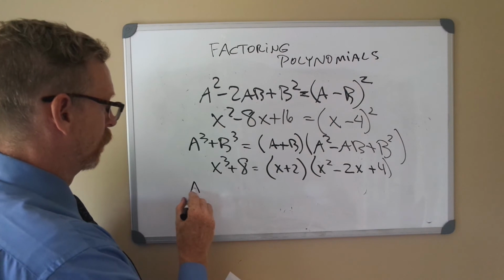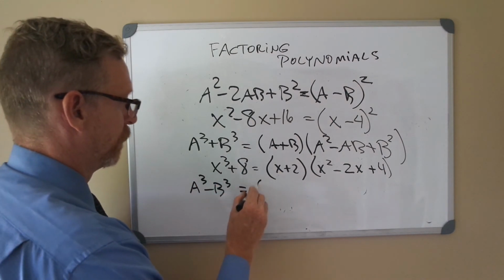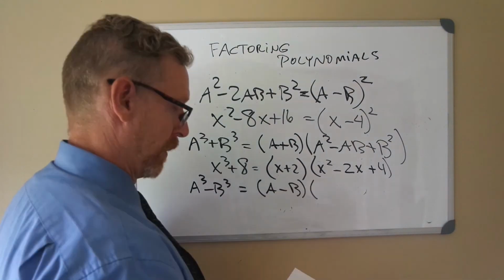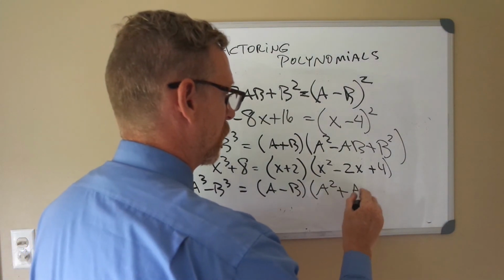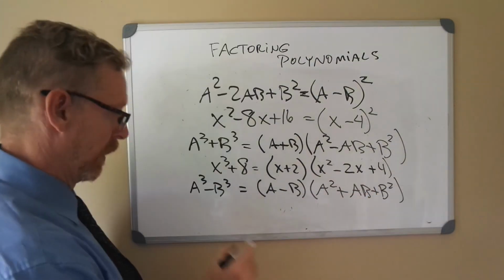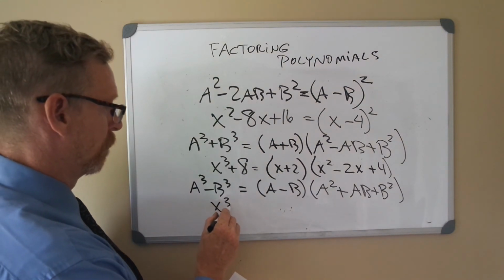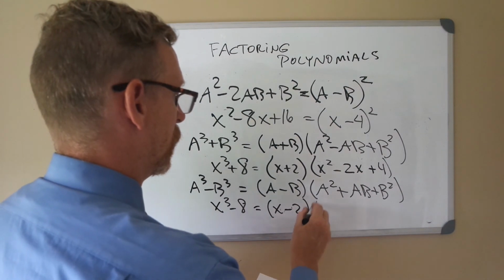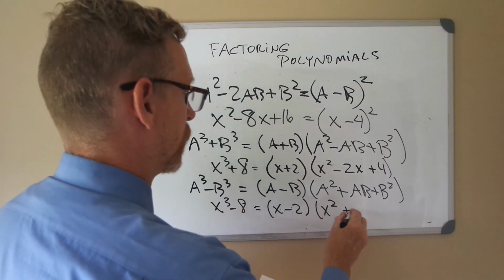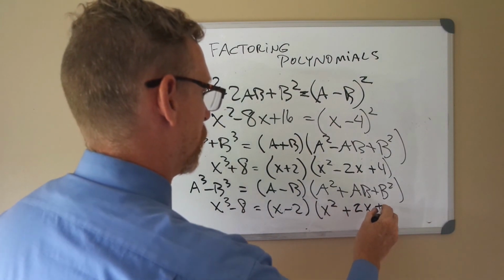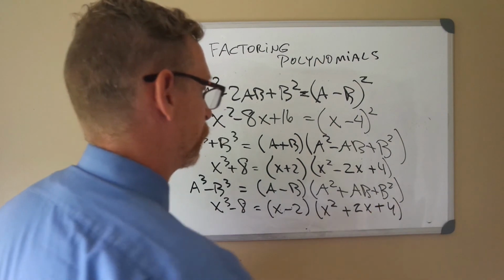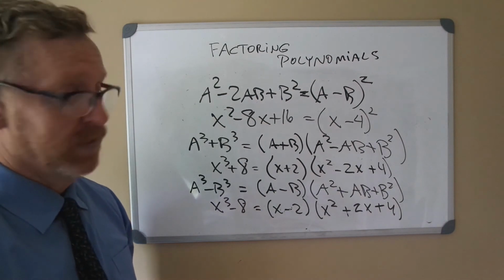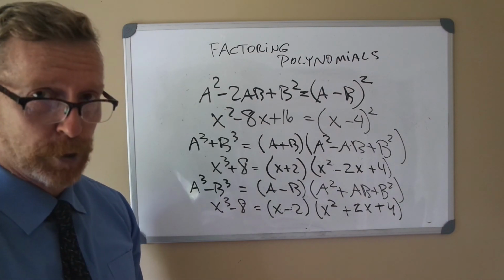And then a cubed minus b cubed can be factored as a minus b times a squared plus ab plus b squared. And here, x cubed minus 8 is equal to x minus 2 times x squared plus 2x plus 4. Note the difference in the signs. And that's our methods for factoring polynomials.